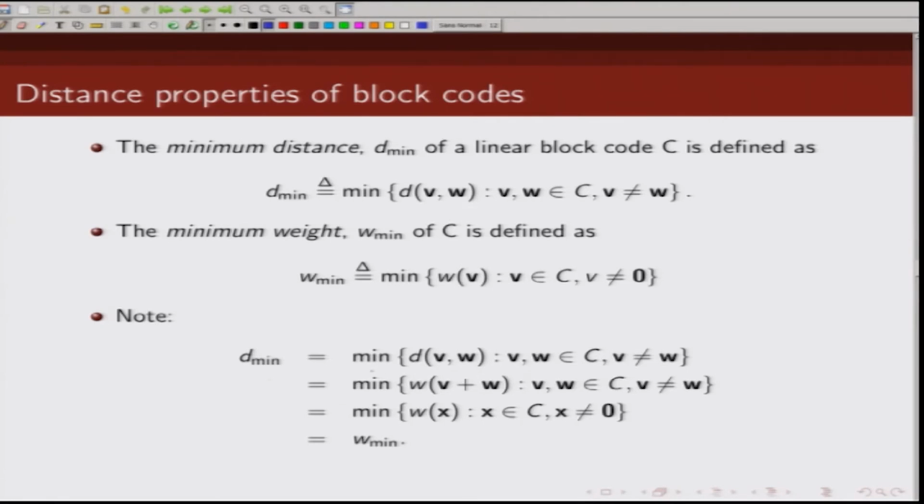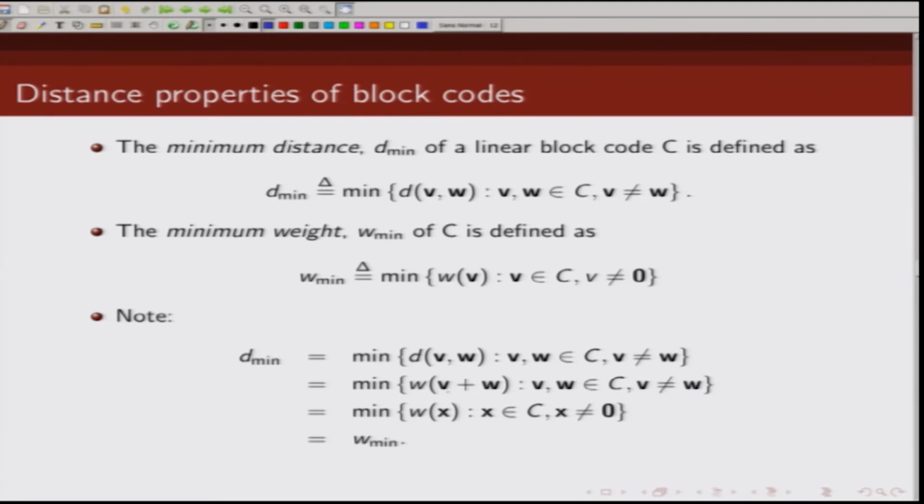So, minimum distance of a code is defined as the minimum Hamming distance between any two code words V and W belonging to this linear block code C, where V is not the same as W. Now, we know that Hamming distance between V and W can be written in terms of Hamming weight of V plus W. So, we can write minimum distance as minimum Hamming weight of V plus W, where V and W are code words belonging to this linear block code and V is not the same as W.